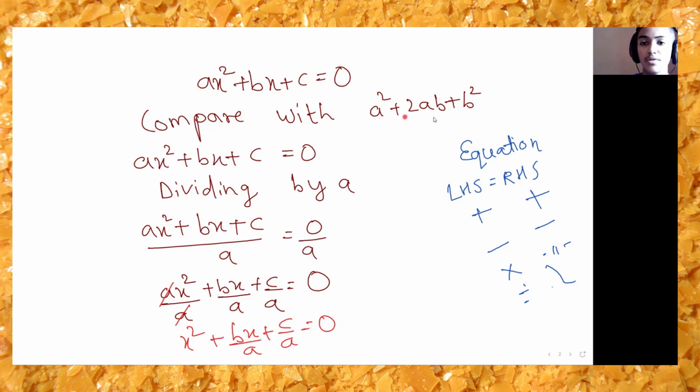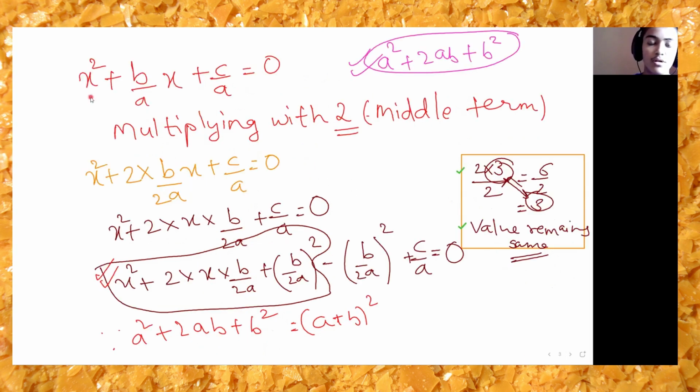Now we will move towards the second term, that is 2ab. So again we will compare our equation with a square plus 2ab plus b square. Now if you carefully see, in the second term we need 2. So we should multiply the second term, that is the middle term, with 2. So you may ask the question, if we multiply with 2, then the value may be changed. So what we will do, we will multiply as well as divide.